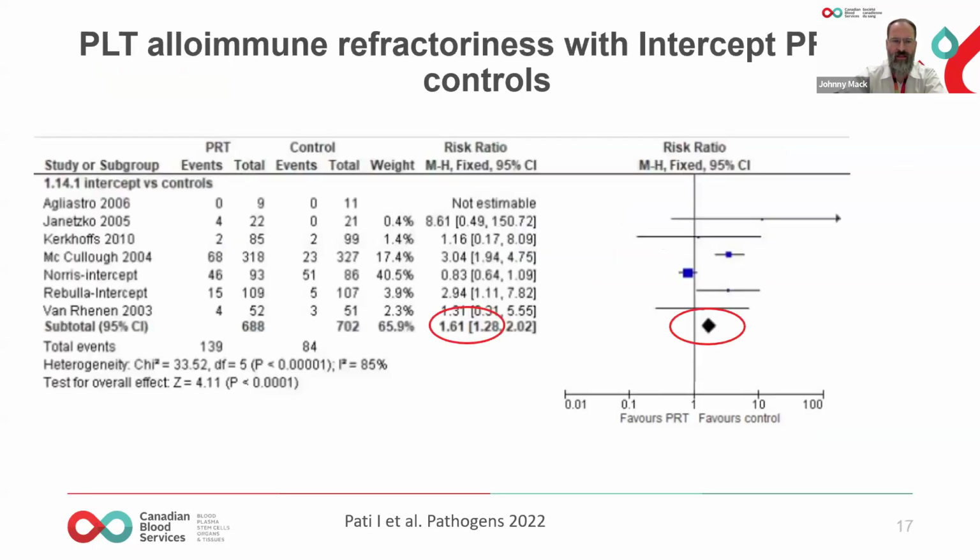And this is the meta-analysis I alluded to, where they looked at studies evaluating platelet responses in pathogen-reduced platelets. A number of studies looked at this, and the overall odds ratio for developing platelet refractoriness following transfusion of a pathogen-reduced product was increased at 1.61.